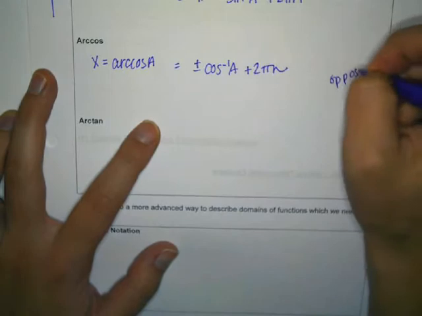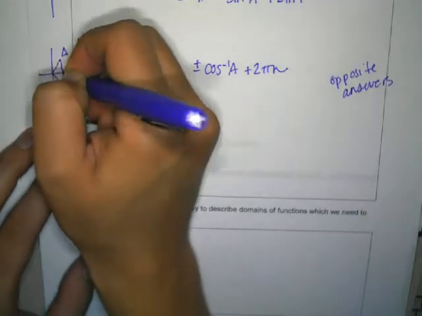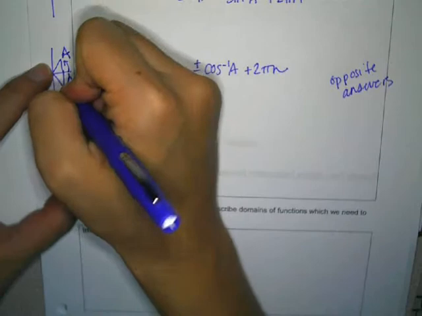These are opposite answers. And that's because you have all, and then you have C in the fourth quadrant. So it gives you the positive version of the angle and the negative version of the angle.